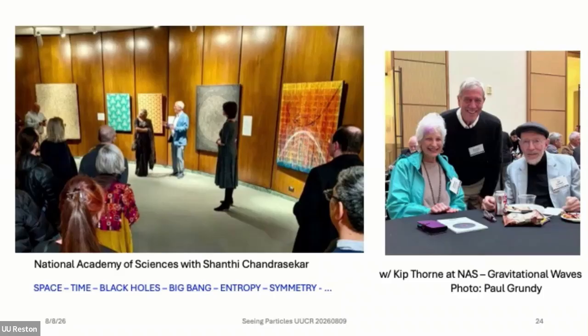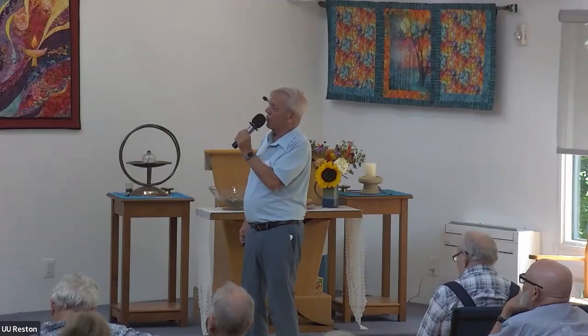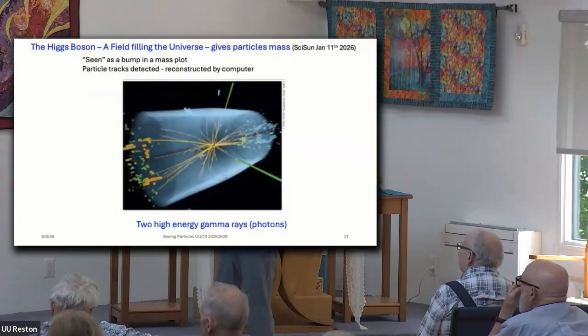Now, I've given a talk about this before, the Higgs boson, which is showing that a field filling the universe, called the Higgs field, if you like, actually gives particles their mass. And I gave a Science Sunday talk here in January about it. Now, how do we see this? We don't see it as tracks because it decays so close to the protons that collided that you can't see tracks. But you can see, in this case, it decayed to two high-energy gamma rays, which are photons, and they're marked as green lines there.